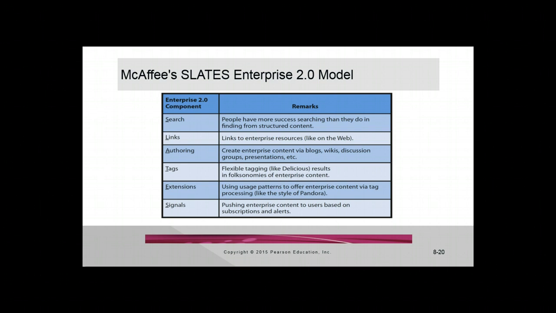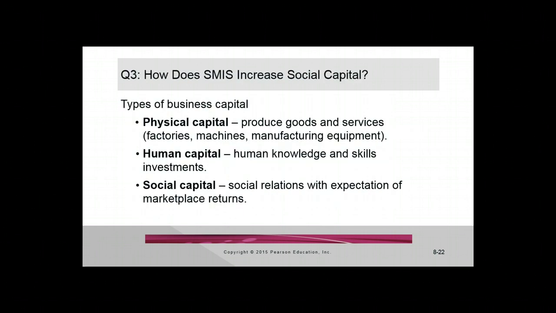That is what social capital is. In a word, social capital is networking. Think about it. Networking is what social capital is. It is a couple things. So let's talk about social capital. We talked about physical capital: factories, machines, manufacturing equipment to produce goods and services, and human knowledge and skills. Social capital is social relations with expectations of marketplace returns in the future. It is an investment in a relationship, not just for the sake of the relationship, which sounds bad, but also for maybe future gain. Like, I know this person.